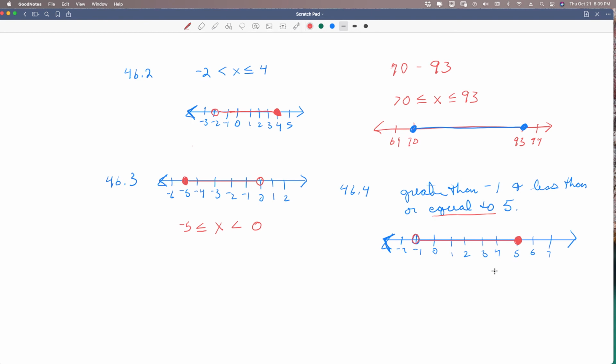Now we write our conjunction, and all we do is write -1, +5, x in the middle, less than. Open, so there's nothing underneath. Closed, so we fill this one in too. So -1 is less than x, which is less than or equal to 5. And there we go. That's how we would write that.